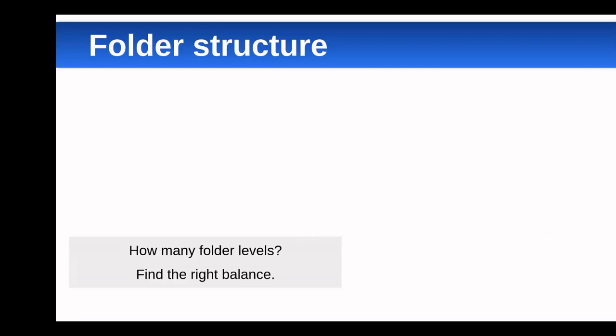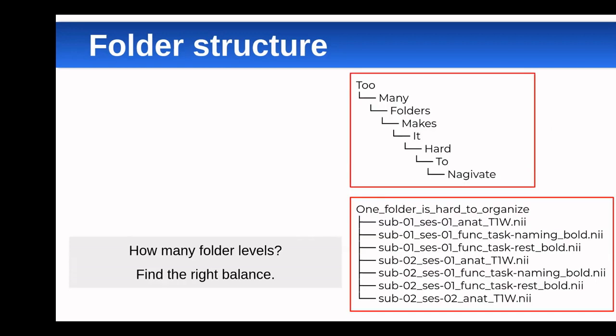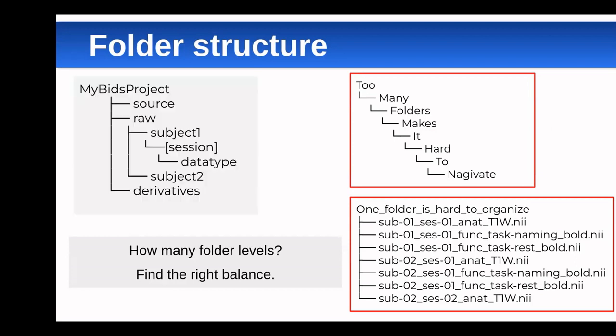Then BIDS will tell you how to organize the folders in your data. So how many folders? Do you want many folders or very few folders? You have to find the right balance. On the one hand, too many folders make it very hard to navigate the data unless you really are a fan of clicking a lot. And a single folder where you dump everything becomes really hard to find things in without some sort of crazy file naming scheme. BIDS tries to strike a balance between the two, where you're going to have a subject folder for the subject, an optional folder for what we call session, and then another folder for each data type that you have in your data set.